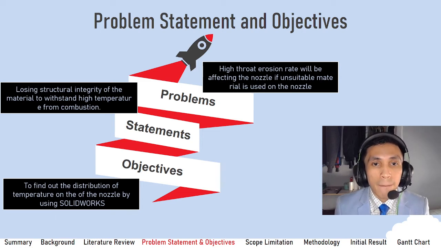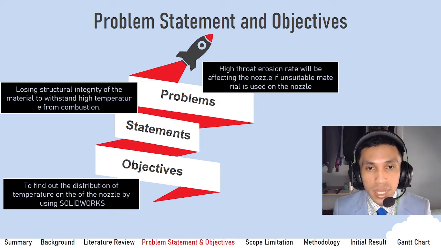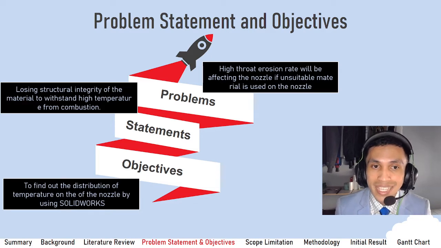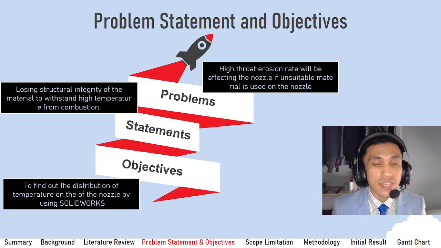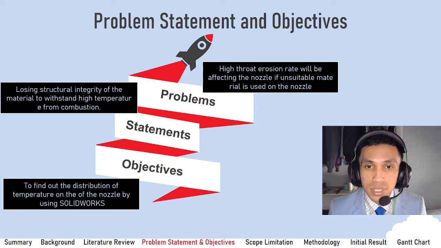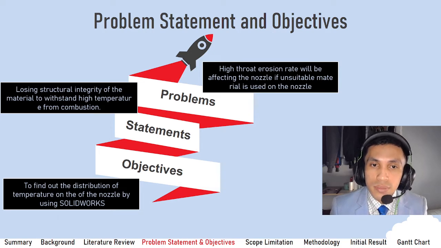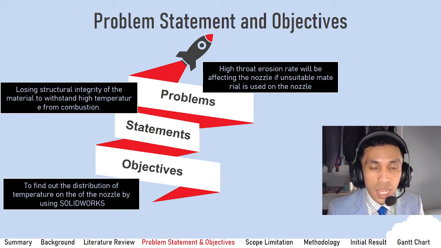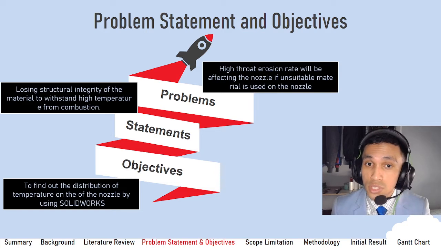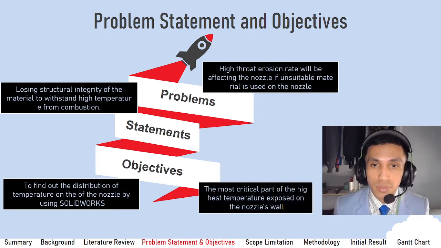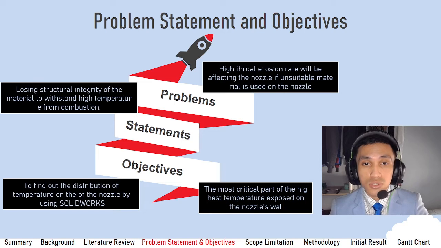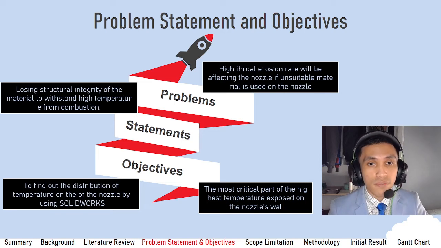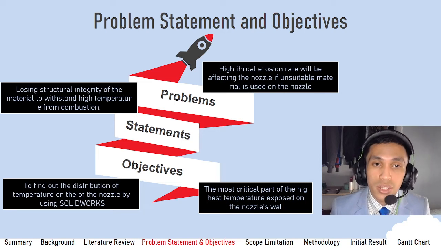However, the main goal of this analysis is to determine the duration of the rocket nozzle being heated up, to expect whether it can maintain its structural integrity at high temperatures, and also obtain the temperature distribution on the nozzle wall. Hence, the objectives which need to be achieved in this research are to conduct thermal analysis, to find out the distribution of temperature on the wall of the nozzle by using SolidWorks, and the most critical part of the highest temperature exposed on the nozzle's walls.